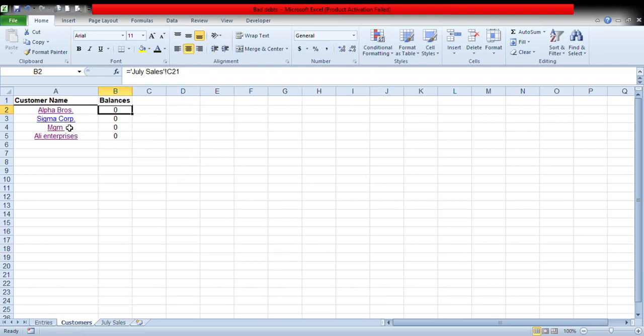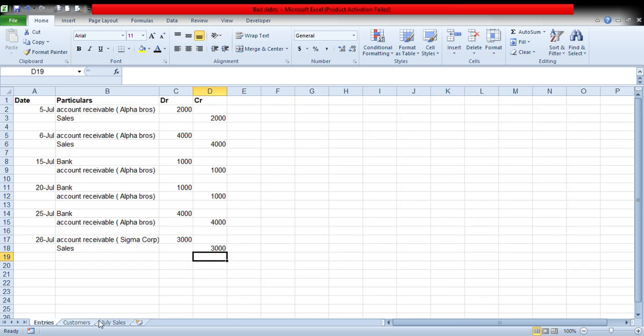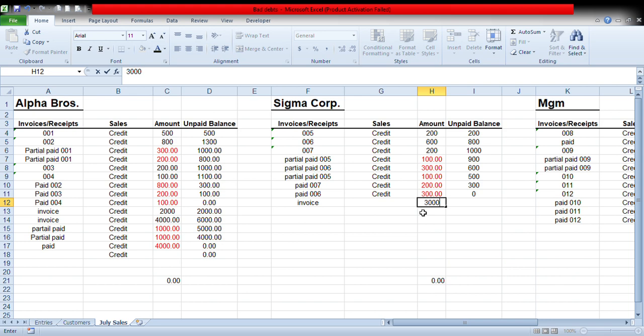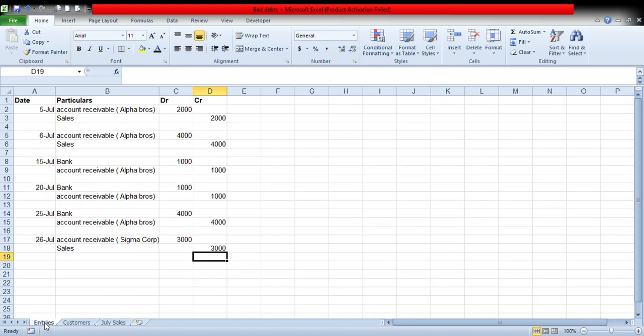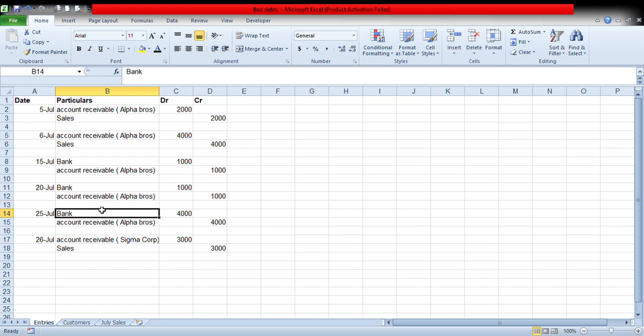You go to Sigma Corporation. Now the balance of Sigma is 0. Now just see. When you go to Sigma Corporation, you will see the invoice. For example, you write the invoice. The amount is 3000. You made the 3000 amount, and the unpaid balance is 3000. When you drag it, 3000. In the customer balance all the 3000 is remaining. So that's how you record the sales, right? For example, this is December 31st, right?